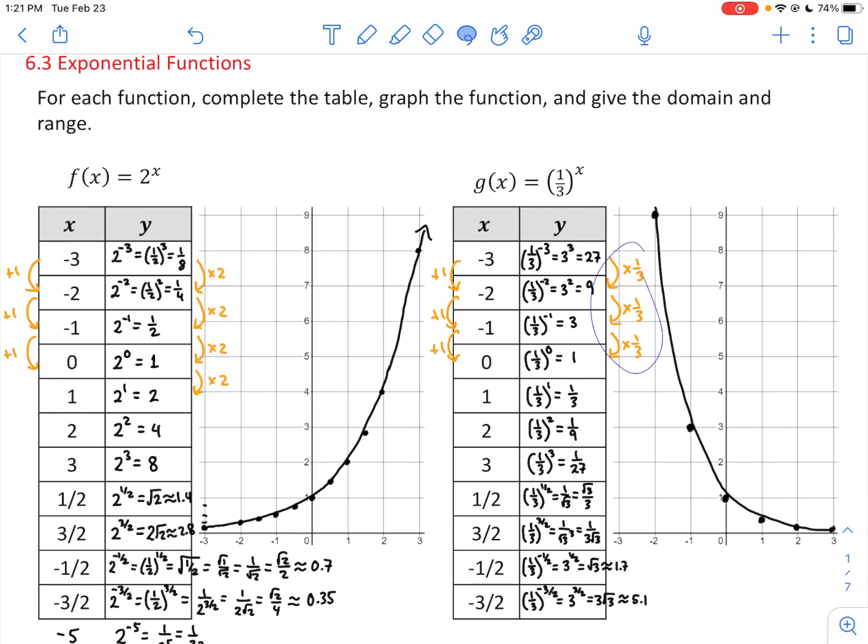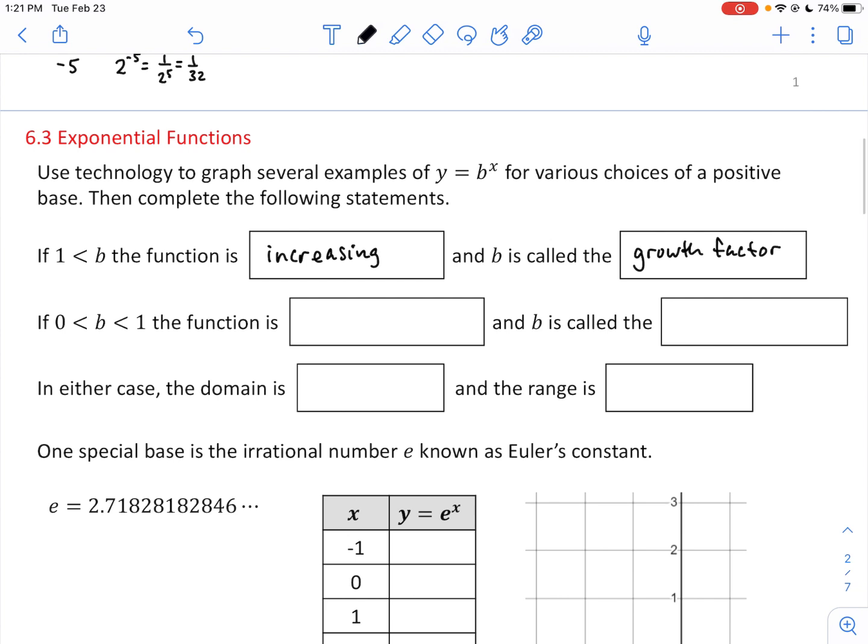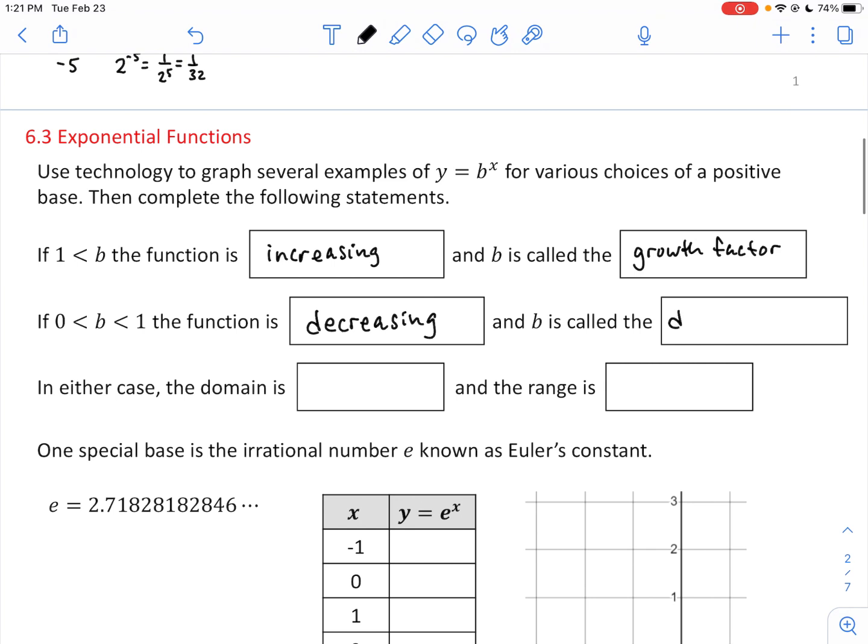Over here, you could say the growth factor is a third, but growth feels wrong because here the y-coordinates are shrinking. So we're going to call this a decay factor instead of a growth factor. And that's going to happen whenever the base is between 0 and 1, and the function will be decreasing, and we're going to call b the decay factor.